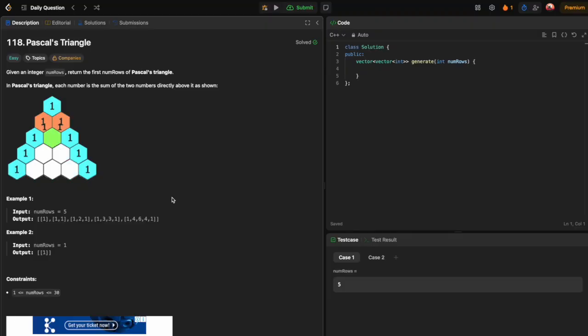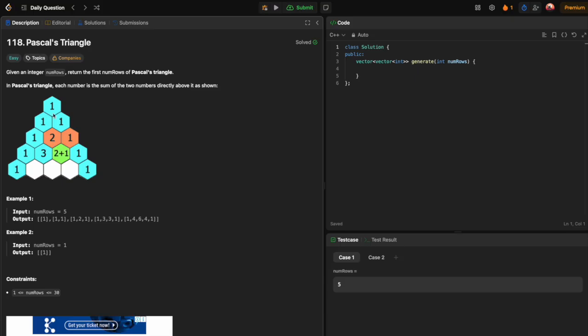So today's LeetCode question is Pascal's triangle, which is an easy one. In it, you are given an integer, and you have to return the first numRows rows of Pascal's triangle. In Pascal's triangle, each number is the sum of the two numbers directly above it, like it is shown.